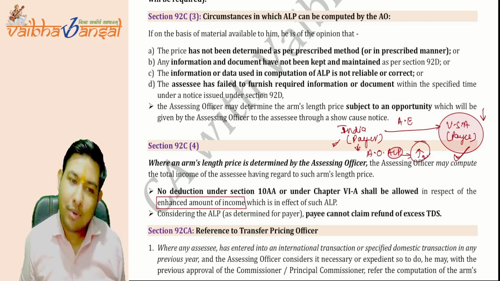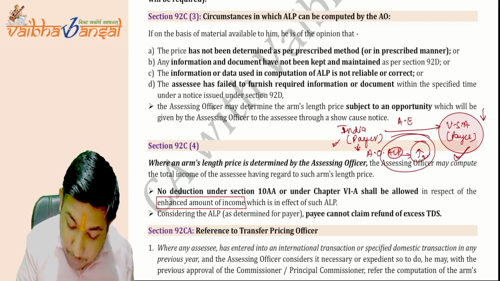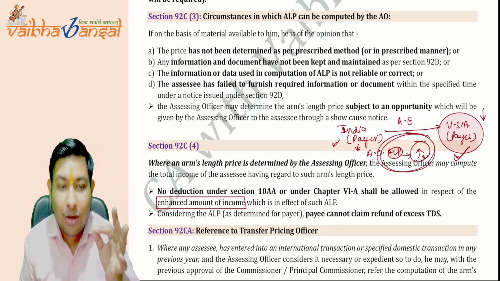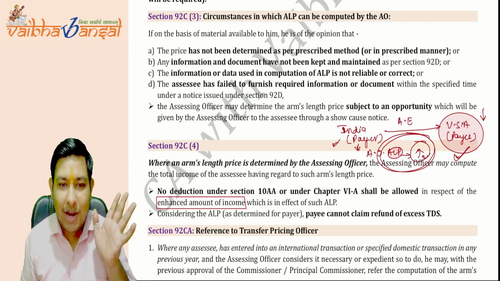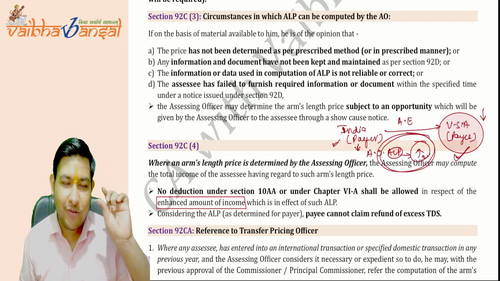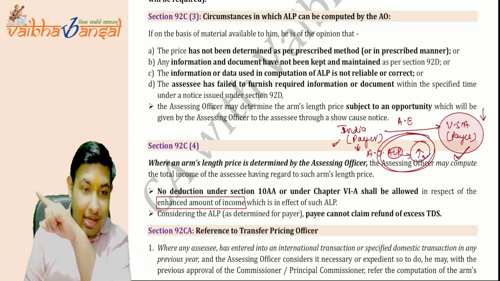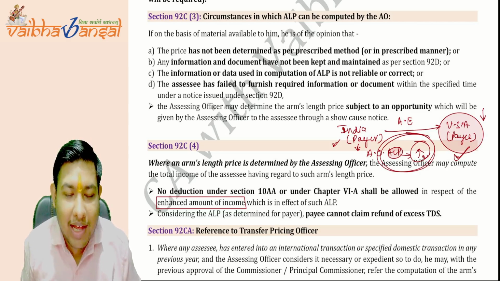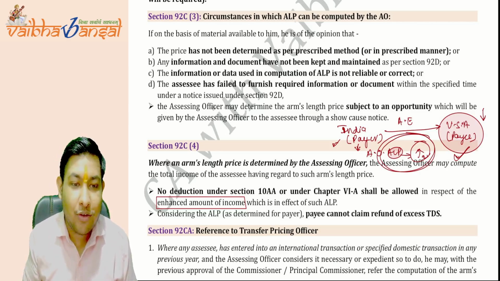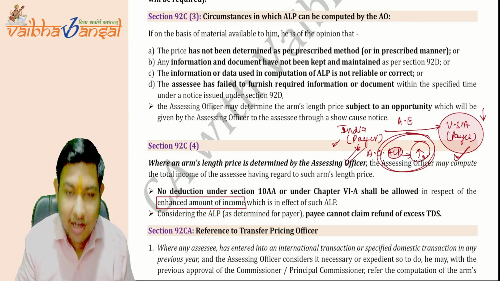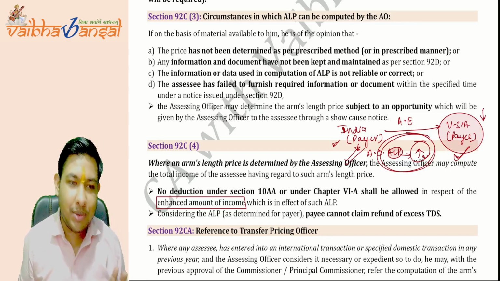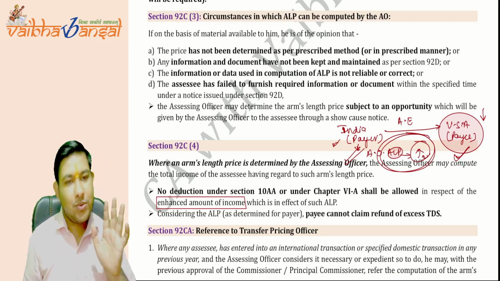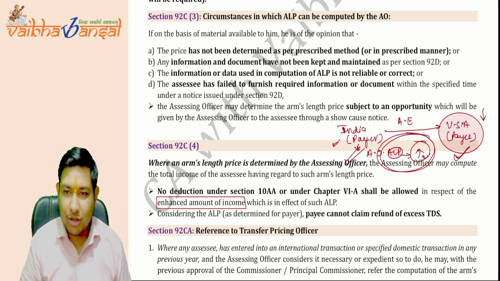This is the point. If, under the assessment proceeding, the AO has increased your arm's length price, then the payee of the USA will not come and say, just give me the refund of the excess TDS that he has deducted. This is not going to happen in such a case. Is this point clear? I hope it is very much clear to you all.